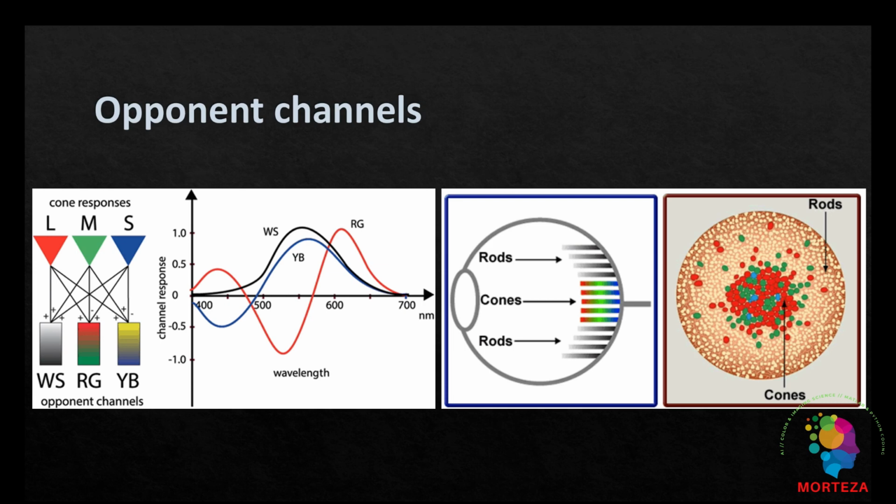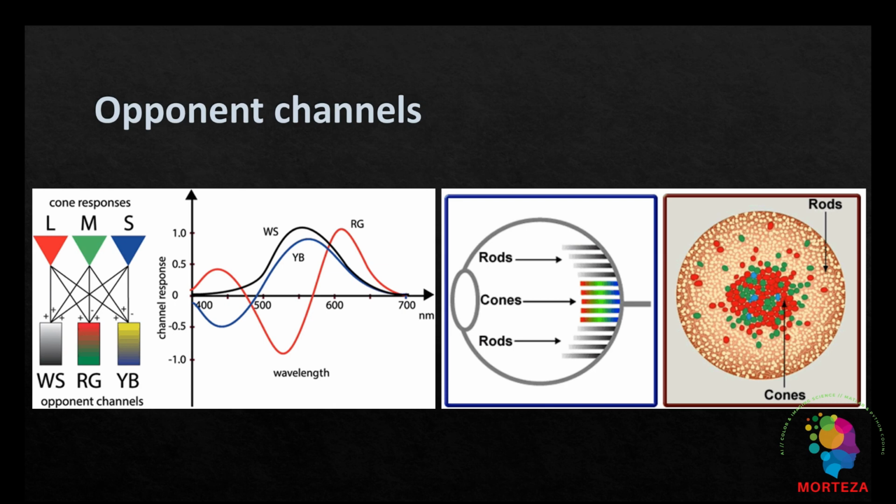The black-white or luminous channel results from the addition of L, M, and S cones. It has the highest spatial resolution, as shown on the left side. The red-green channel is mainly a result of the M cones being subtracted from the sum of L and S cones. Its spatial resolution is slightly lower than that of the luminous channel. The yellow-blue channel results from the addition of L and M and subtraction of S cone signals. It has the lowest spatial resolution.